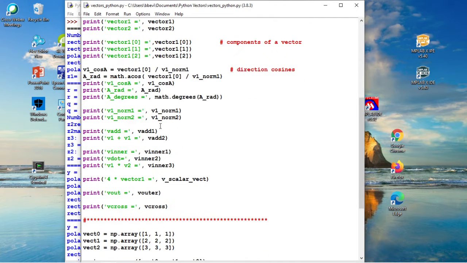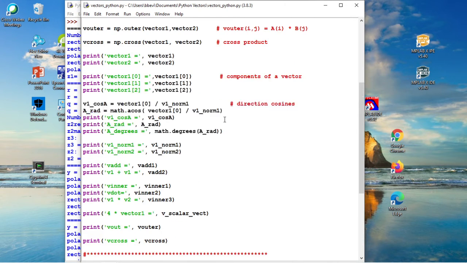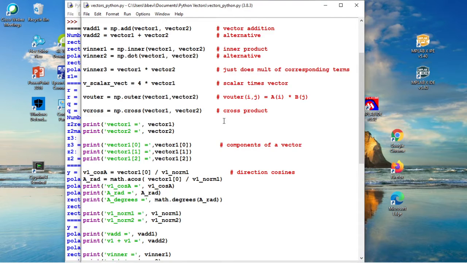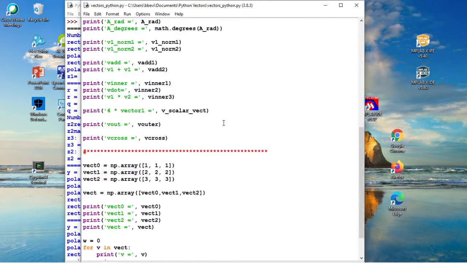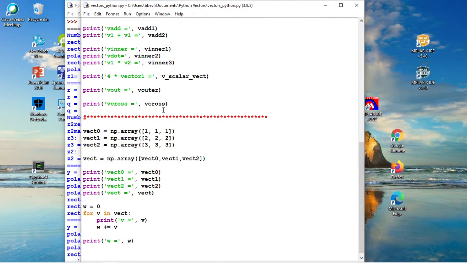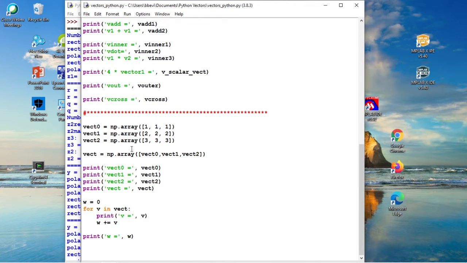And here I'm doing the norm, the V1 norm and V2 norm that we did up here. Then here I'm doing the outer and cross products. Here I'm doing something a little different: creating an array of vectors, stacking them together. So vect equals np.array of vector 0, 1, 2. These are actually 3 vectors, an array of vectors, a vector of vectors. And I'm printing them out.